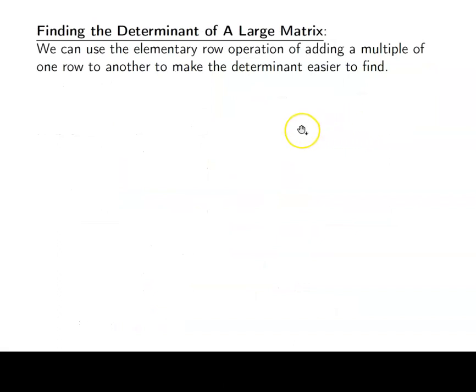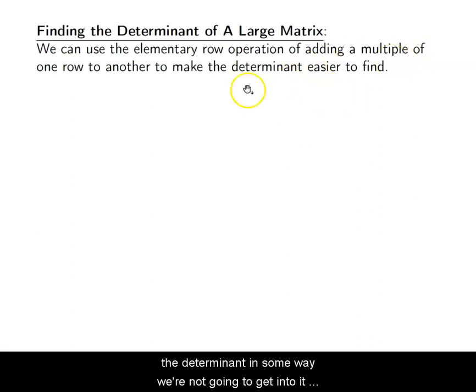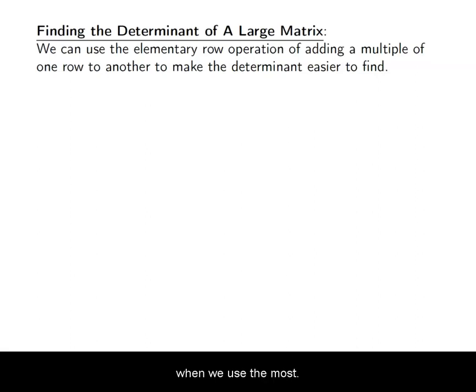So there is one row operation that we have that will not change the value of the determinant. The other row operations we have will affect the determinant in some way. We're not going to get into it because that's more of a linear algebra course kind of thing, but we're going to talk about one that we can use over and over again. It's actually the most useful one. It's the one we use the most, and it won't change the value of the determinant. And so if I take one row and add to it a multiple of another, the determinant does not change value.